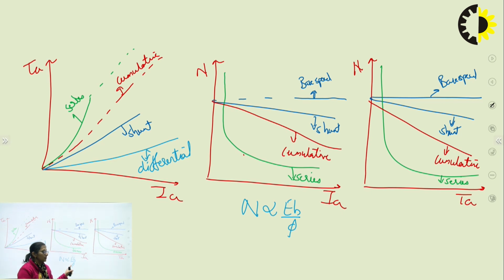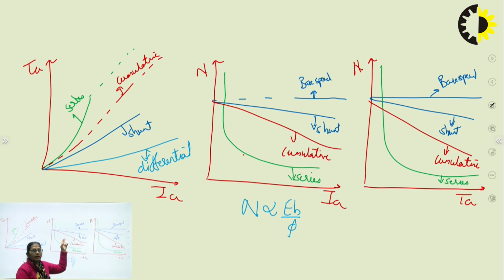So in this case, what is going to happen? The flux is going to be lesser. If the flux decreases, the speed will increase. So in fact, this kind of motor gives us the reverse characteristics. What actually used to happen is, when we increase the load, the armature current increases, but with the increase in the armature current, the speed will decrease. It can be seen in any kind of motor.